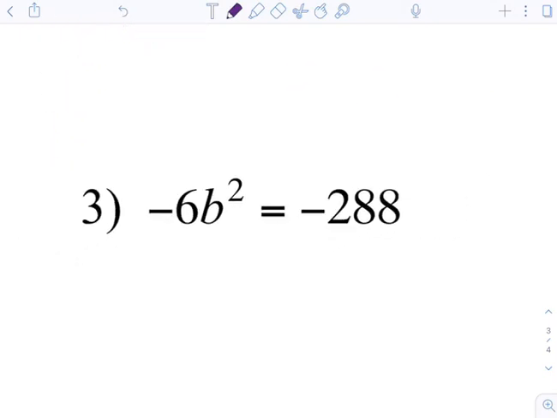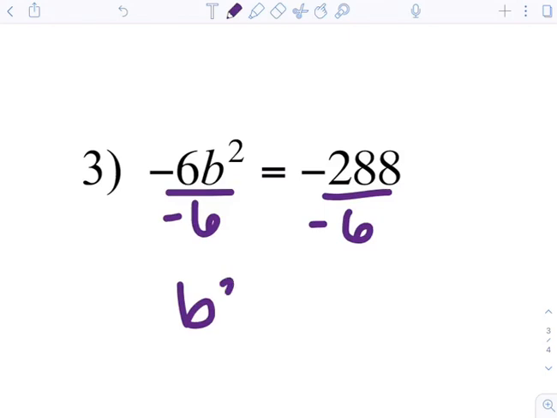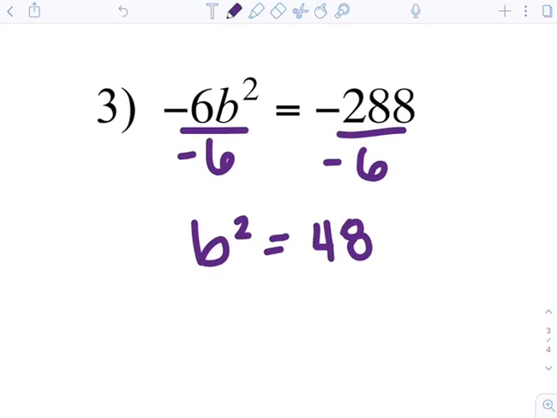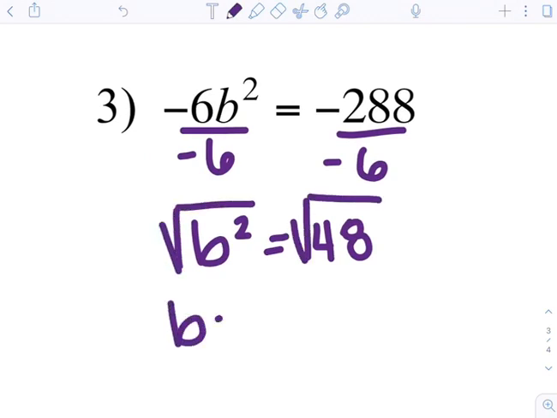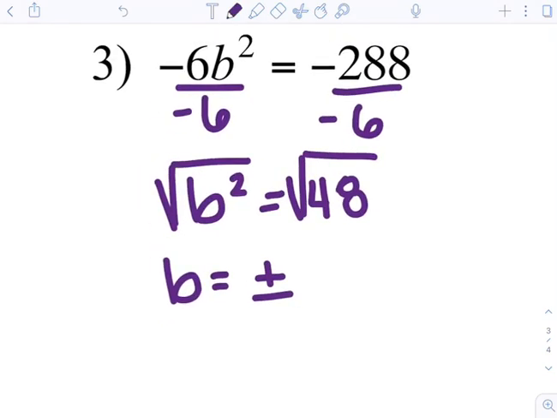Okay, number 3. So the b squared is not by itself. What I'm going to do is get rid of this negative 6 first. So I get b squared is equal to, let me do this in my head, 48. And now I'm going to take the square root of both sides. So I get b equals plus and minus, so the positive and the negative, of the square root of 48.